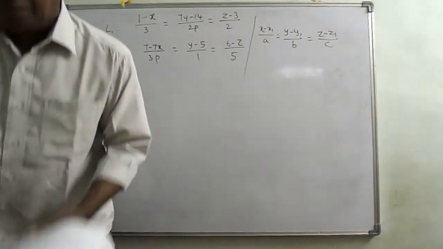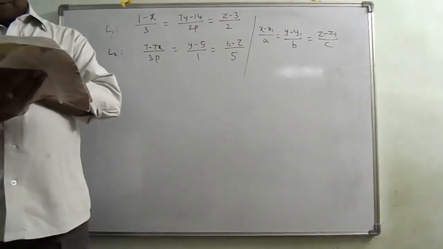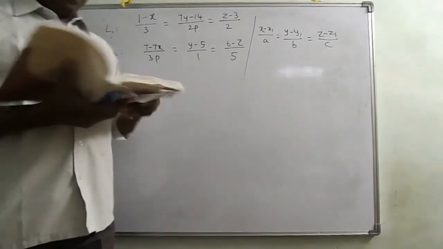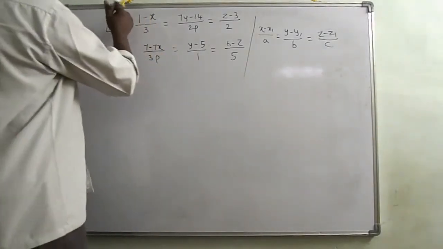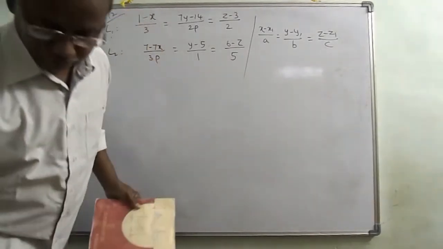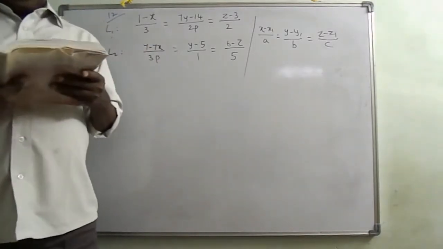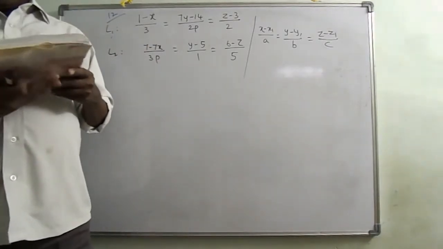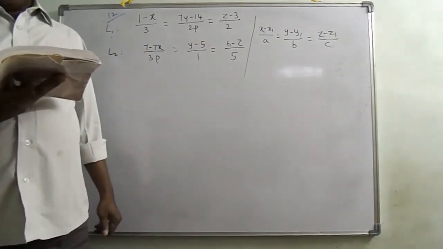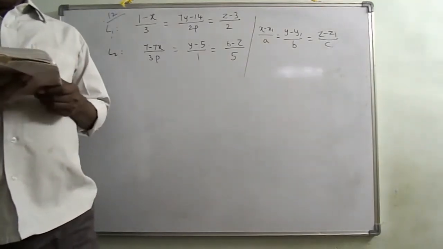This is a continuation of exercise 11.2. Already we have done 11 problems in that exercise. Now the 12th problem. Question number 12, in exercise 11.2, we are given two lines. The condition is that those lines are intersecting at right angles, perpendicular to each other. We need to find the value of p. So once again I read the question.